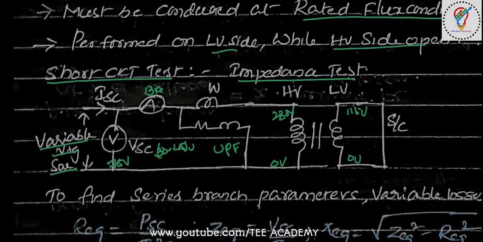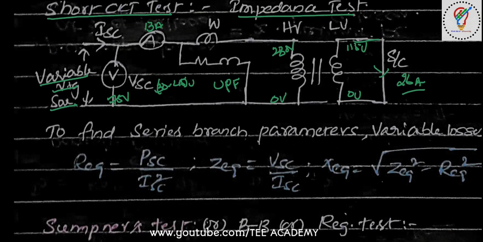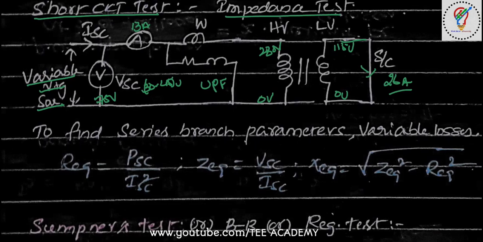Now this test is performed under rated current condition. When you apply rated current, the LV winding will carry more current. The primary current will be 13 amperes, and with the secondary short circuited, almost 26 amperes will flow. This is to find the series branch parameters and the variable losses. R equivalent can be found as PSC by ISC squared, where PSC is the wattmeter reading and ISC is the short circuit current. ZSC is VSC by ISC.